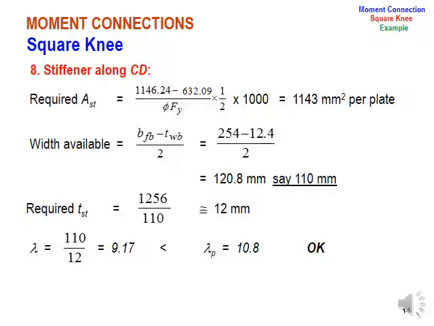So the required area of the stiffener will be the difference of both of the forces, meaning the available flange force and whatever you are getting out of the vertical stiffener, meaning what is required for the local web yielding. The difference of these will be compensated with the help of the vertical stiffener. So it will be half to provide on one side. So it will be 1143 millimeters square.